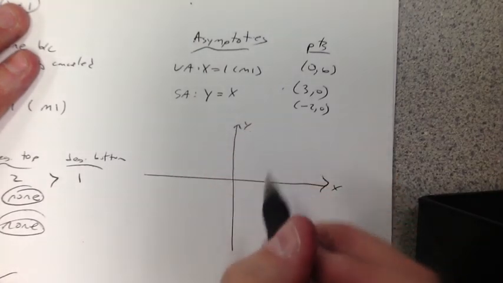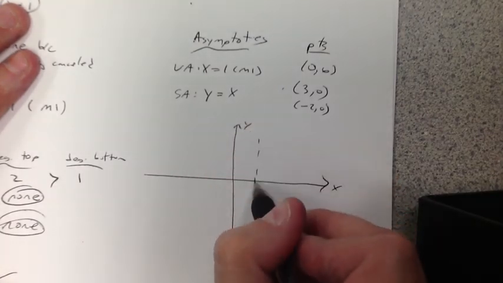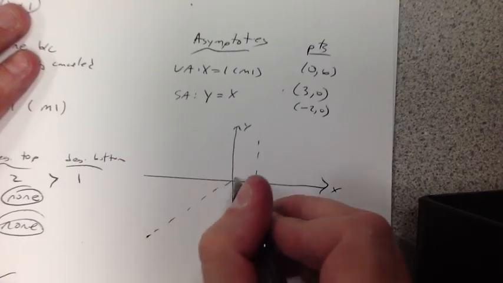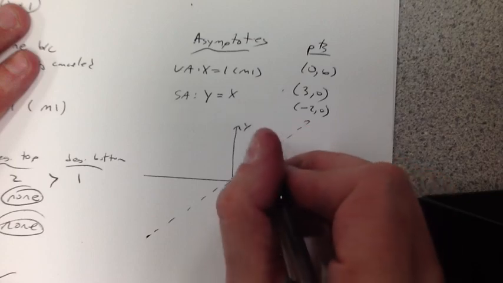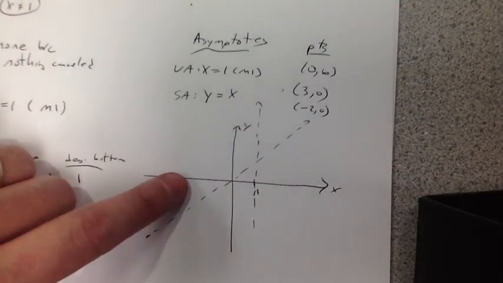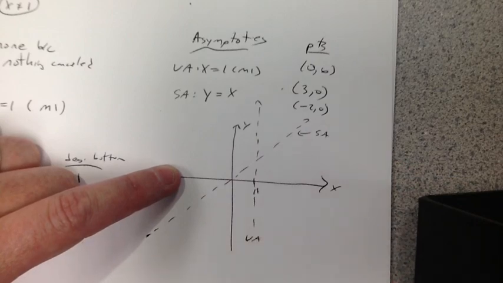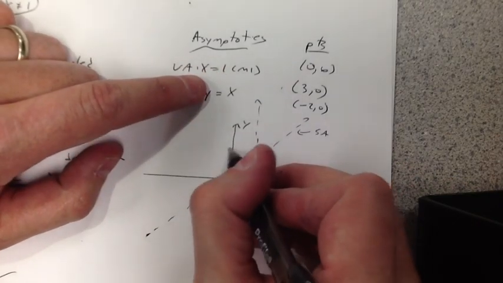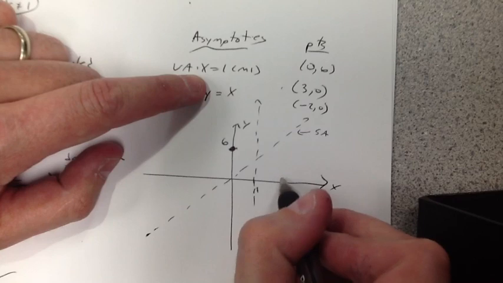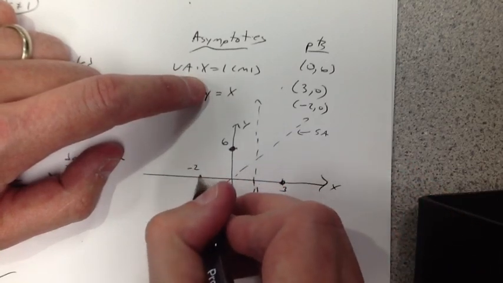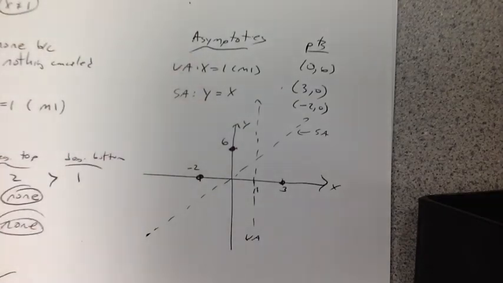X, y. Our vertical asymptote at 1. And our slant, we know what the line y equals x looks like right here. There's my slant. There's my vertical. Now I graph any points. (0, 6), that's up here. (3, 0) is going to be over here. And (negative 2, 0) is going to be right here. And now I can actually graph it.